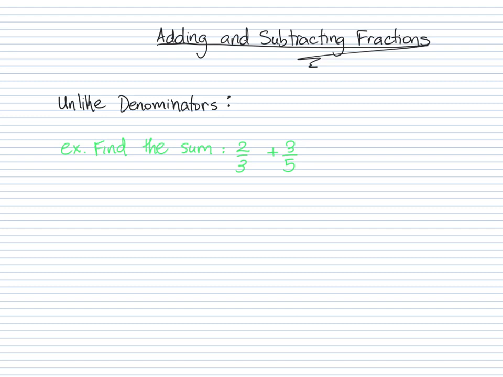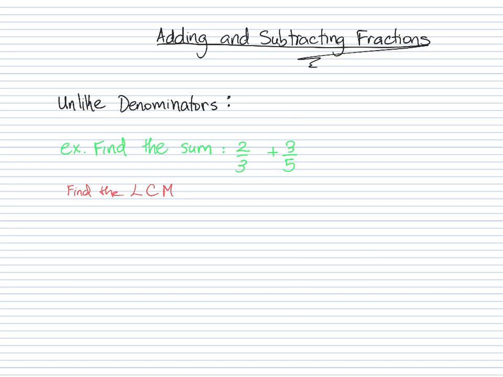Okay, so here we have a problem and we do not have like denominators. We now have to complete a pre-step because the fact is, we can only add these if we have like denominators. So we have 2 different denominators here. One is 3, one is 5. What we need to do to get the same denominator is to find the lowest common multiple between those 2 denominators.